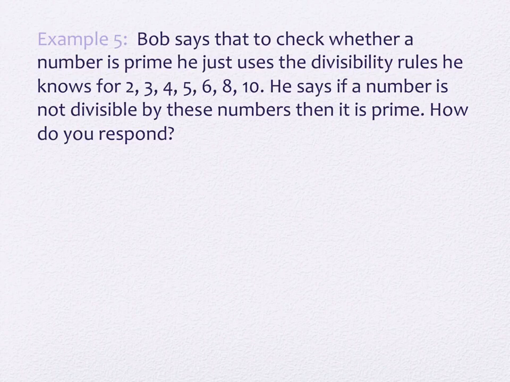Does it have to be divisible by all of them or just one of them? If it's at least divisible by one of them, then it's not prime. Okay, so that statement's a true statement. If something divides by these numbers, it's not prime. Yes. But is this list of numbers enough?